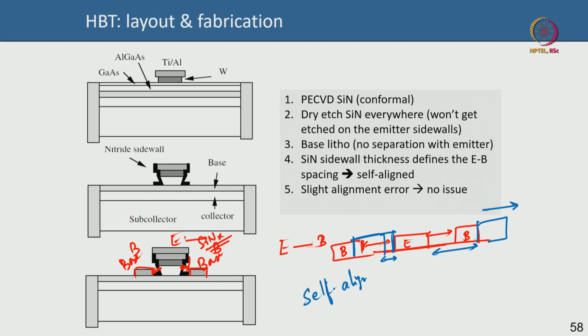In the self-aligned process, the sidewall thickness of the silicon nitride alone will determine the spacing between the emitter metal and the base metal that you put here. Imagine that you have basically etched the silicon nitride everywhere else, but you could not etch it on the sidewall. So you have exposed the complete wafer, and now you have silicon nitride on the sidewall.